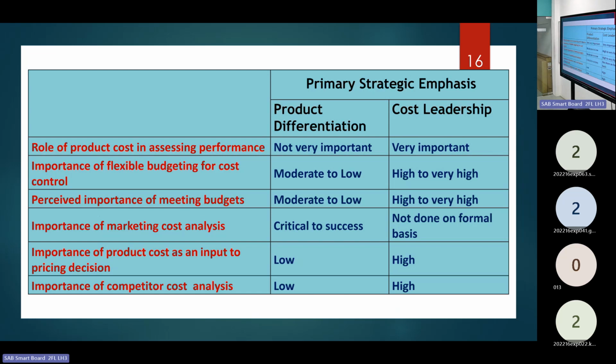So you know, customer will, right? So when it comes to product differentiation, it provides a differentiated product. In the pricing decision, the importance of the cost as an input is very low. But the cost leadership strategy is used when, in the pricing decision, cost is very important, right? So you have to reduce the cost. The importance of competitors' cost analysis is not important for product differentiation. You should analyze the perceived value of the competitors from the customer's perspective, right?